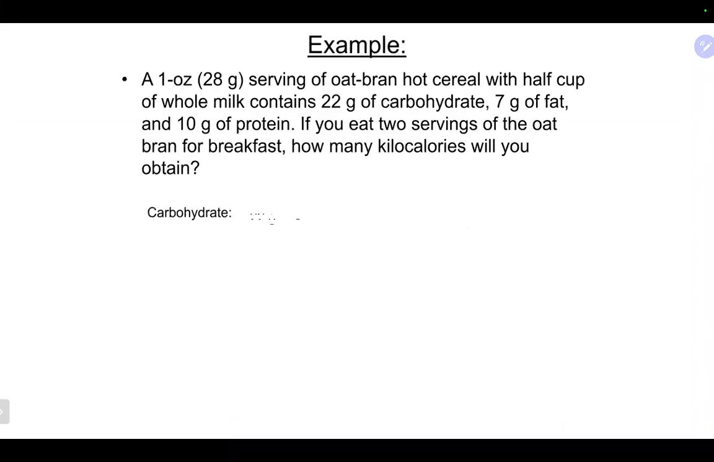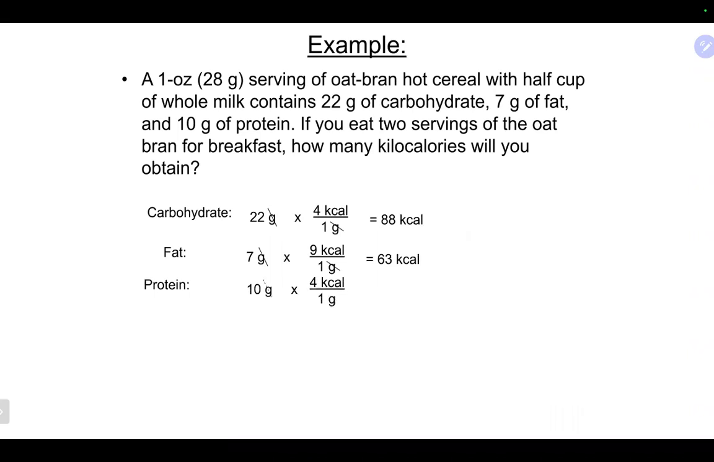Any questions on that there? All right, so let's take a look at a nutritional calorie calculation here and what we would go through.